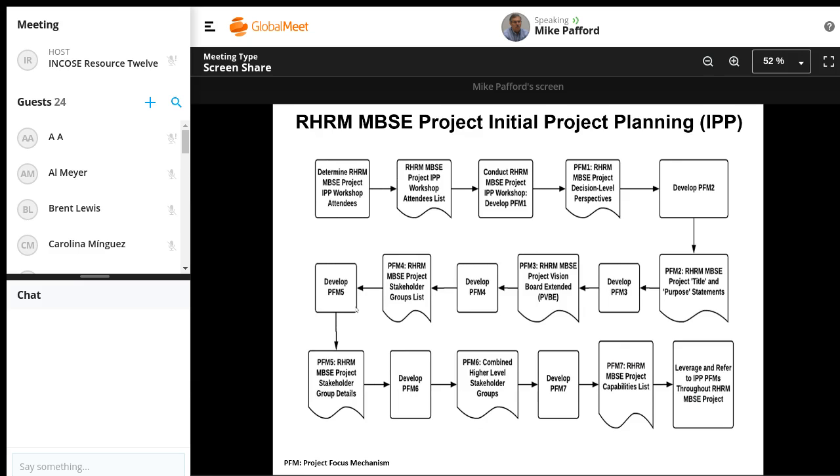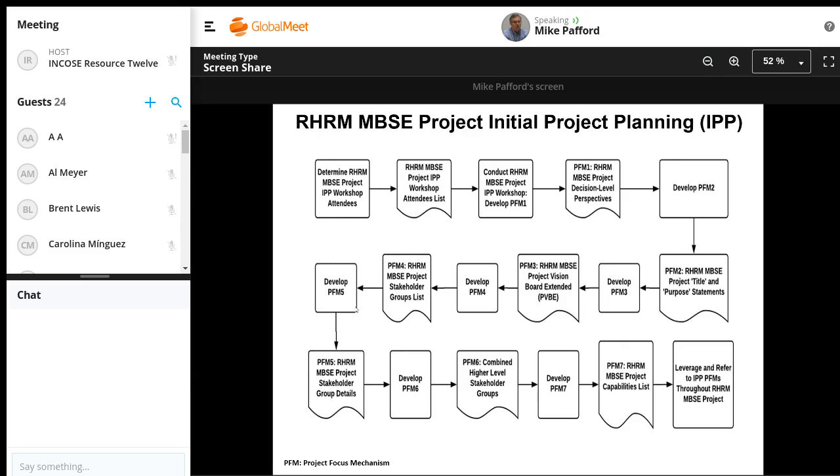We make sure we have project decision level perspectives after step 1. We have a project title and purpose statement that's agreed to after step 2. We have a product vision board extended, which is how we characterize all of the primary vision level things that the project needs to do. Then we work on the project stakeholder group list and the stakeholder group details. We bin and combine the stakeholder groups, and then we come up with this project capabilities list. Then we can leverage and refer to all 7 of those, and we put all of them in a very extensive Excel workbook.